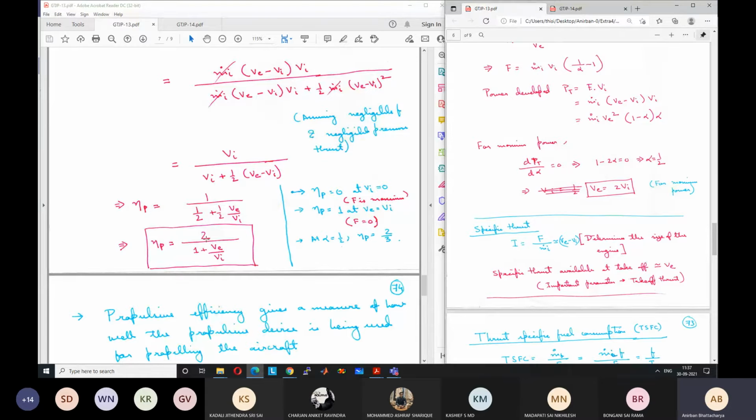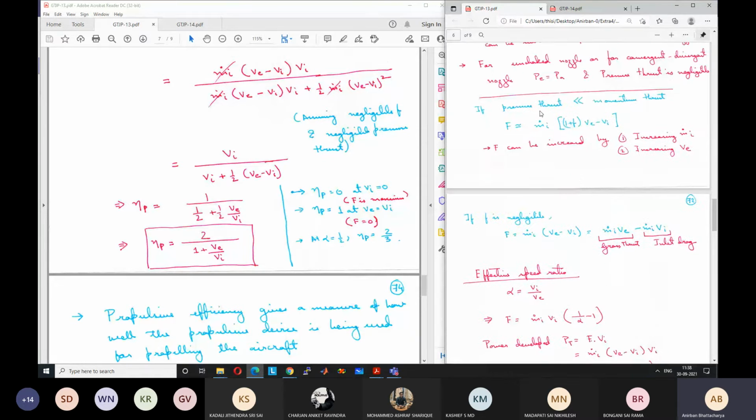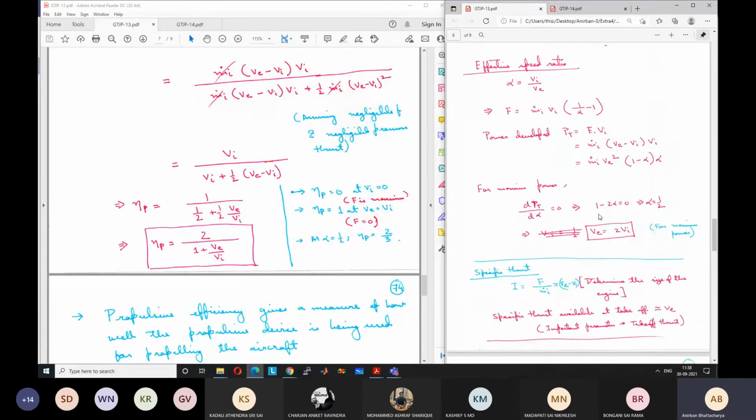But the main problem then, what is the main problem? If you want your V_e to be much closer to V_i, the thrust will be reduced because thrust is dependent on V_e minus V_i. So if V_e is closer to V_i, the thrust is reduced. So in that case, there is another option to increase thrust. That option is to increase the mass flow rate. That is why you will see that turbofan engines are very large in size, with a very large cross-sectional area.